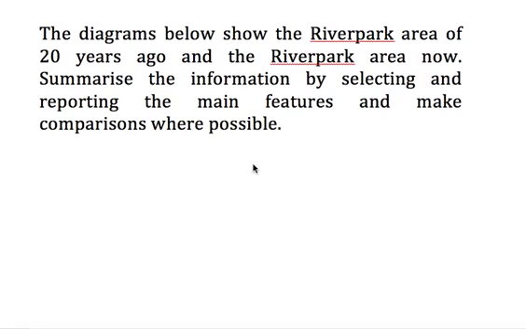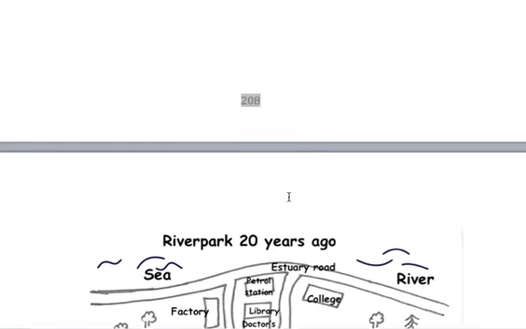Kiran Makkar, and today I'm going to discuss with you a graph which has been seen on 21st September 2017 in the academic IELTS writing test in India. It's a map. The diagrams below show the river park area of 20 years ago and the river park area now. Summarize the information by selecting and reporting the main features and make comparisons where relevant. So this is the question.